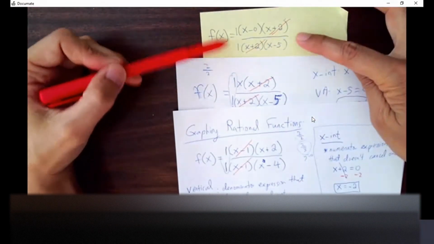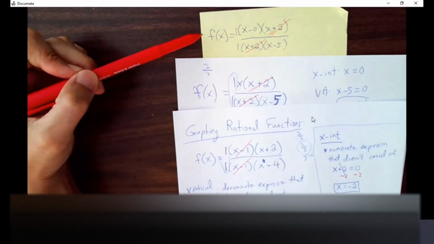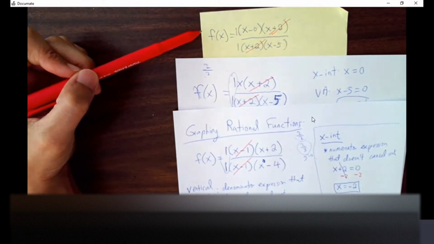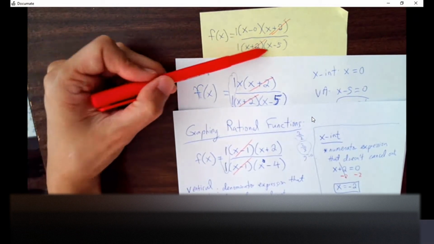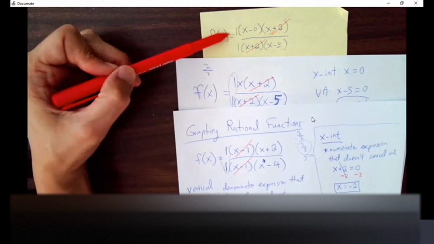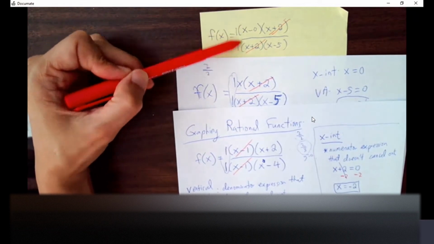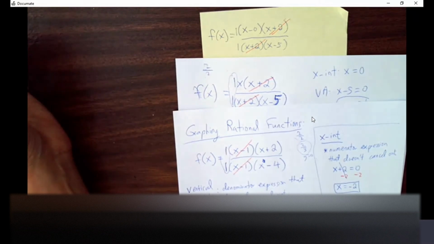So if you want to look at it in this format, how many x's do we have above? 2. How many do we have below? 2. So if I have the same number of x's above and below, then I'm just going to look at the fraction of the numbers in front, and that's my horizontal asymptote. Okay.